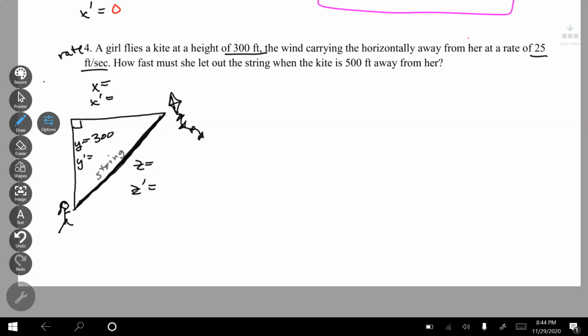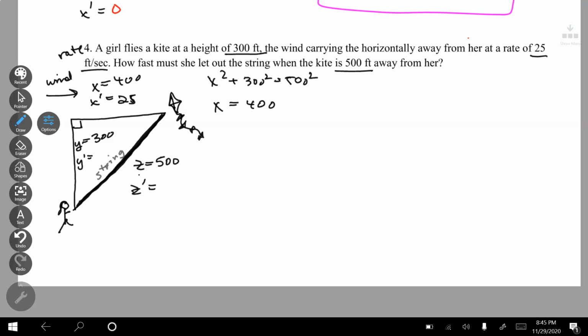So the wind is blowing this way, so that's the x prime. That's 25, blowing it away at 25. How fast must she let the string out when it is 500 feet away? So that's the string side. The string is right here, so the side z is 500. Well, right now I don't know side x. So obviously I can do x squared plus 300 squared is equal to 500 squared. And again, by Pythagorean theorem, I have x is equal to, it's a 3, 4, 5 right triangle, so this is 400 feet. This is what I know now.